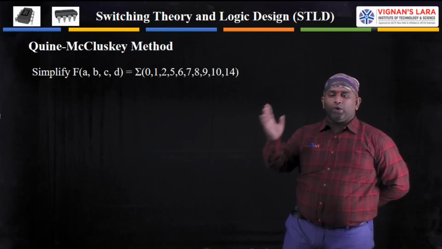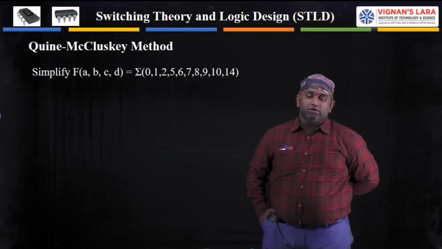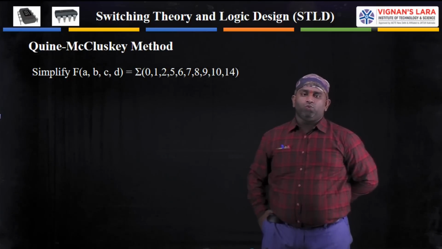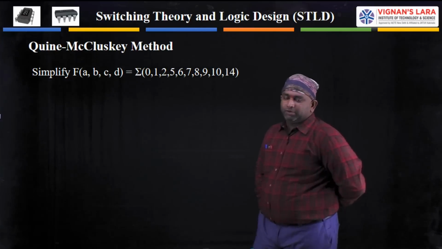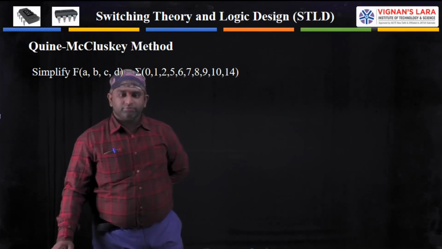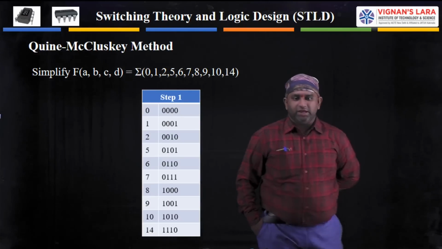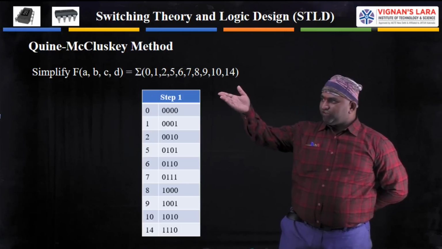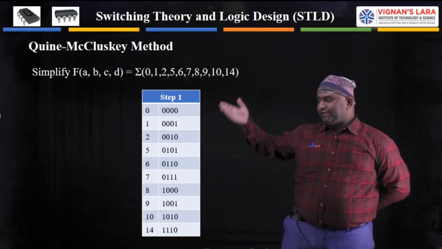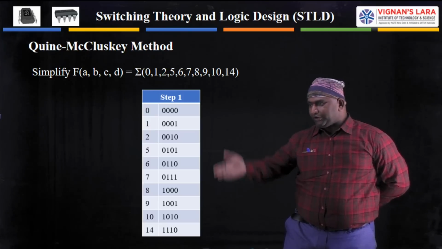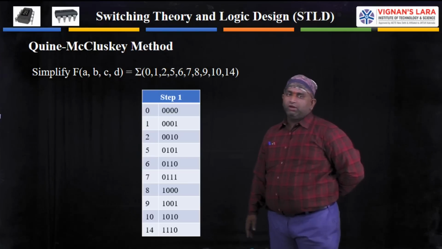8 is 1000, and 9 is 1001, 10 is 1010, and 14 is 1110. So these are the equivalent binary numbers. All of you write. Completed? Right. This is the first step. In this first step, I have written 0, 1, 2, 5, 6, 7, 8, 9, 10, 14 as binary equivalent numbers.